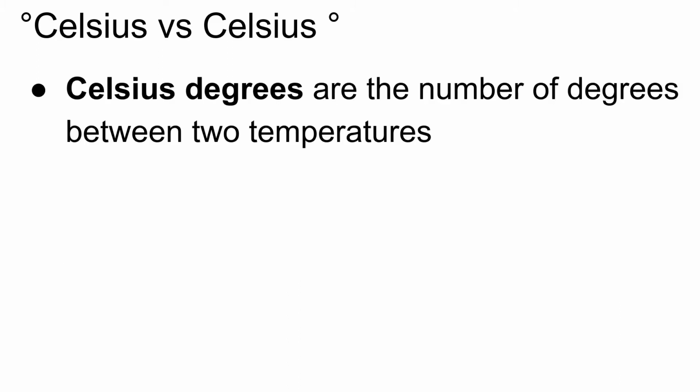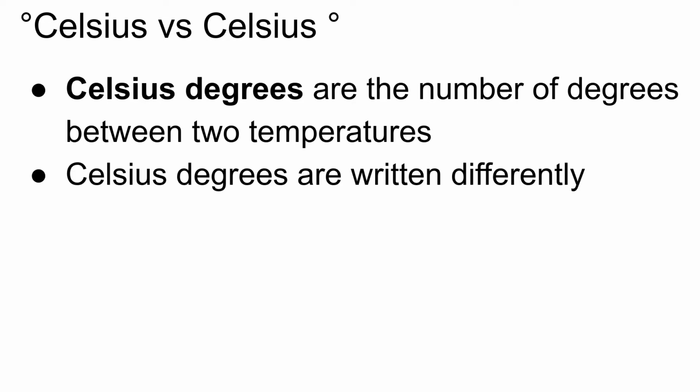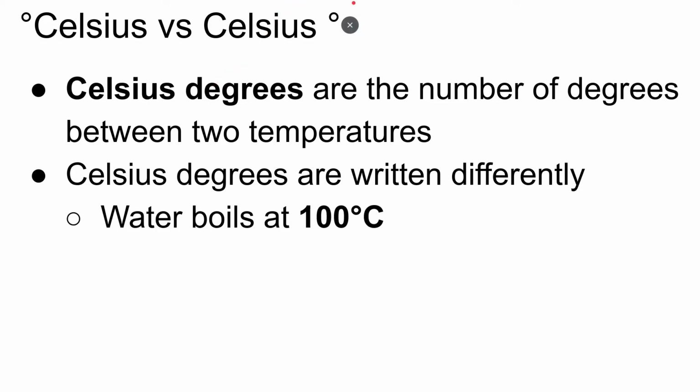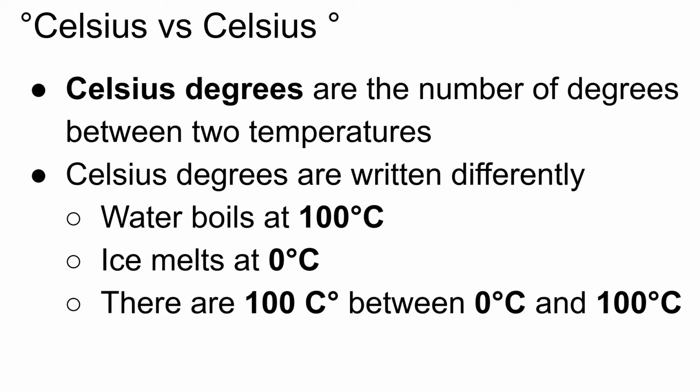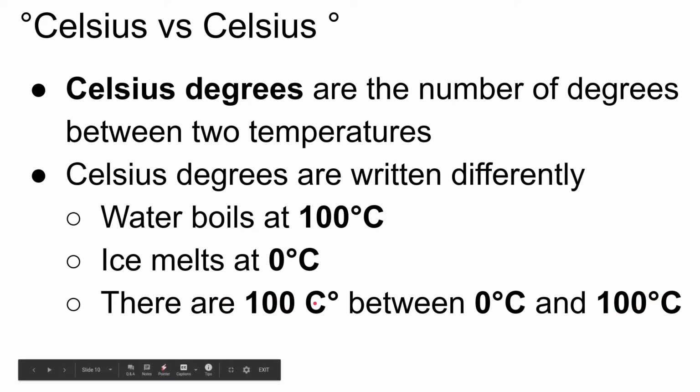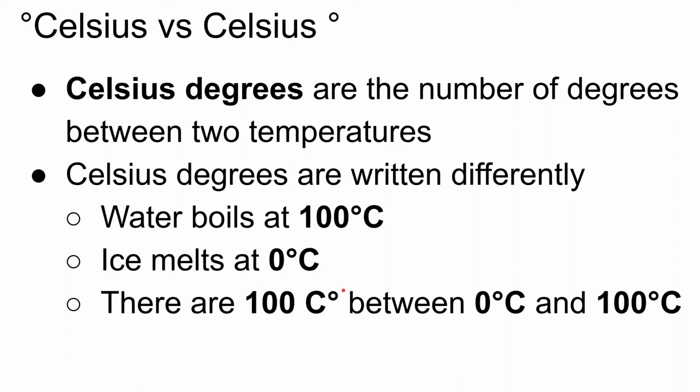Celsius degrees and Fahrenheit degrees are the number of degrees between two temperatures. So they're written differently. Celsius degrees. Water boils at 100 degrees Celsius. That's a temperature. Ice melts at 0 degrees Celsius. That's a temperature. But there are 100 Celsius degrees between 0 degrees Celsius, that's a temperature, and 100 degrees Celsius, that's a temperature. Here, 100 Celsius degrees, that is a number of degrees between two temperatures.